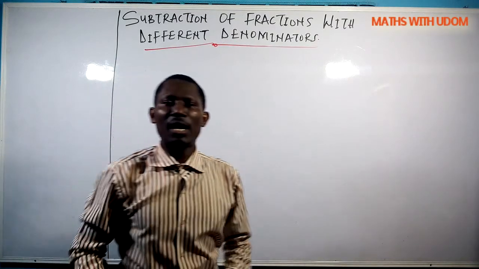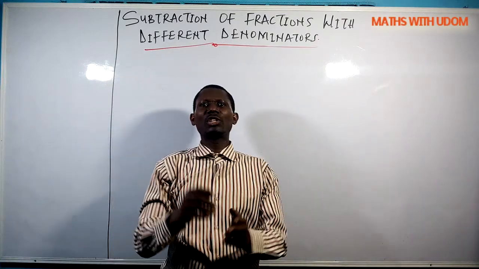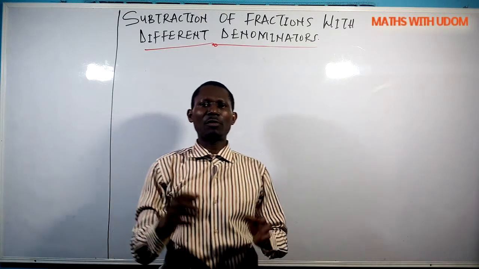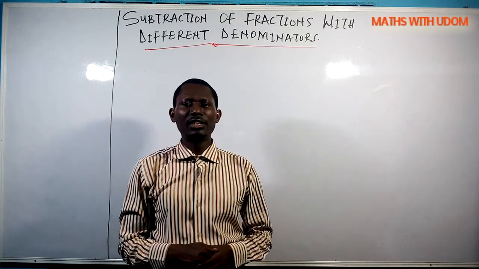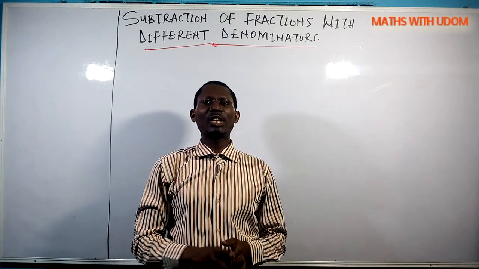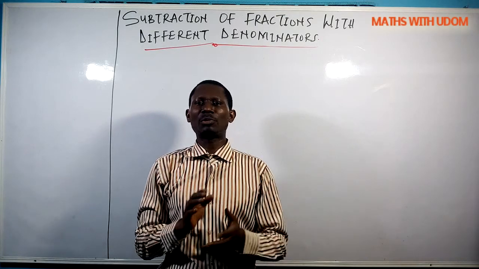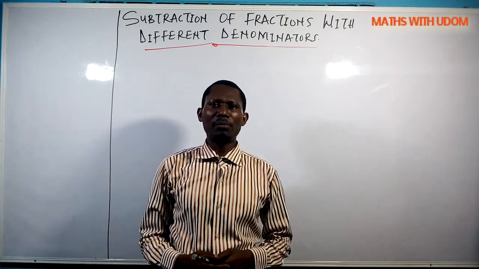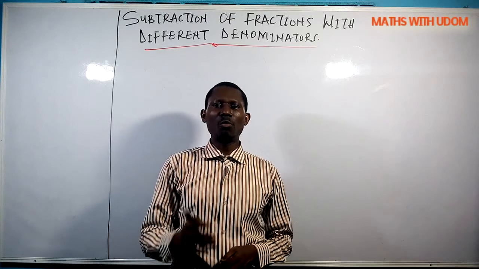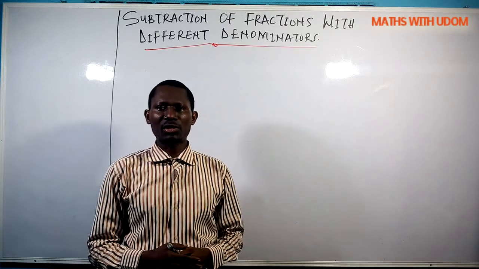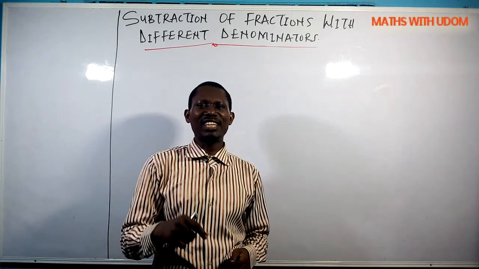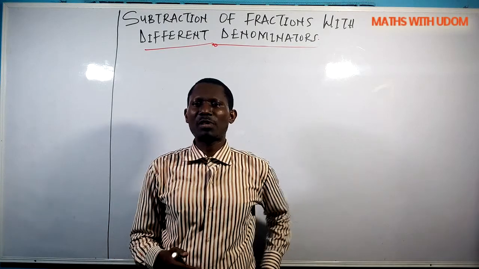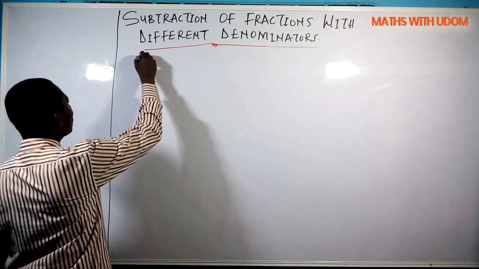The way we did addition of fractions with different denominators is exactly the same way we are going to solve problems in this regard. The only difference is that instead of adding, we subtract. Now let's look at some examples. All you need to do is to first find the LCM of the denominators and then use the LCM to simplify such fractions. So let's have our examples.